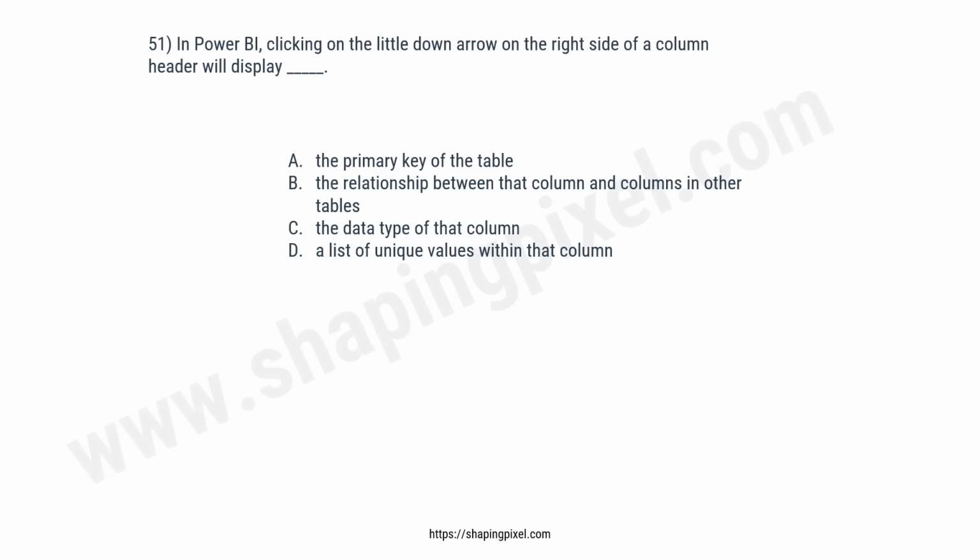Question number 51. In Power BI, clicking on the little down arrow on the right side of a column header will display, and we have four options. Option A, the primary key of the table. Option B, the relationship between that column and columns in other tables. Option C, the data type of that column. Option D, a list of unique values within that column. So the right answer here is option D, a list of unique values within that column.